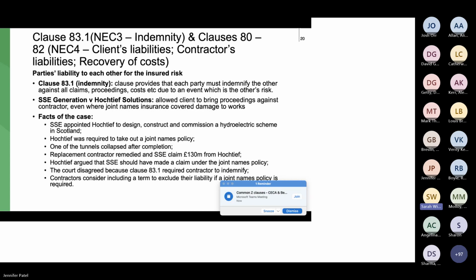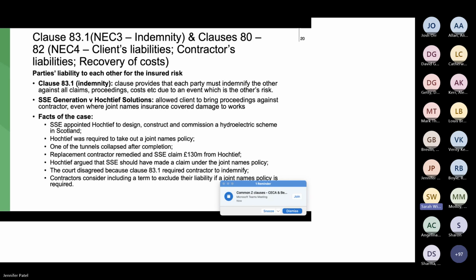Sorry, that's completely wrong. The party indemnifying is indemnifying if it's their risk. You're not indemnifying somebody for another's risk. Sorry, that's a typo. So what happened? So this was the case of SSE Generation and Hockteeth. And what happened here was it was an NEC contract.